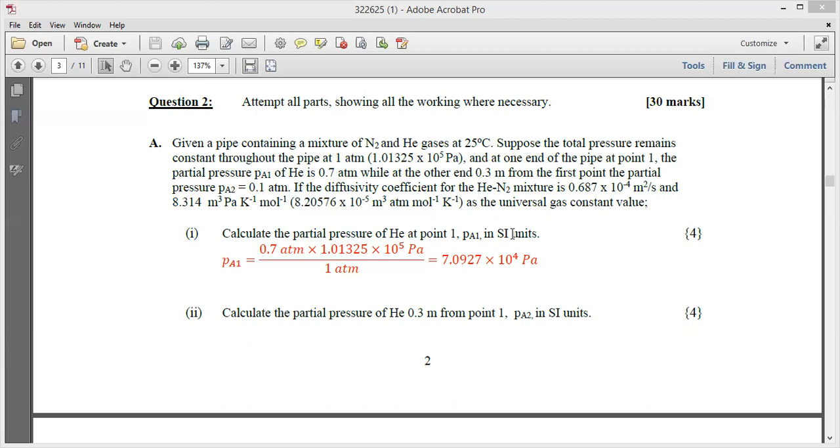So how do we do this conversion? The examiner was generous enough to give you the conversion. He was telling you that 1 atmosphere is equal to 1.01325 times 10 to the power 5 pascals. That's a figure that you need to know by heart, but this examiner was generous enough to even give it in the question. So you're supposed to multiply that by 0.7 atmospheres, and the answer here is 7.0927 times 10 to the power 4 pascals.